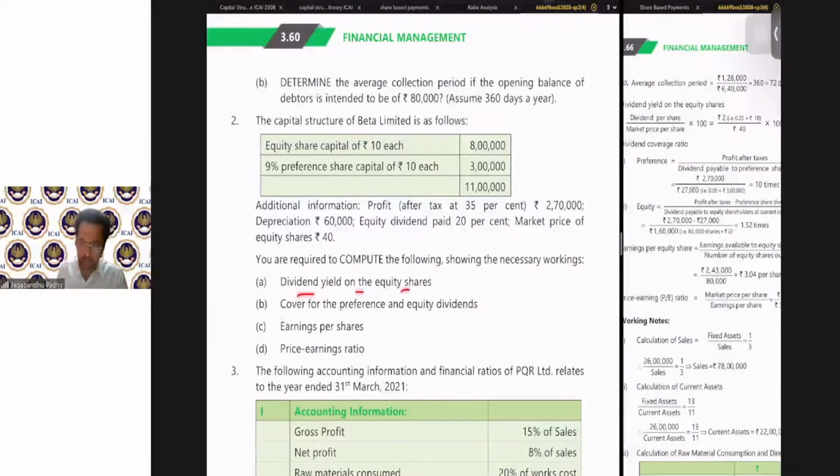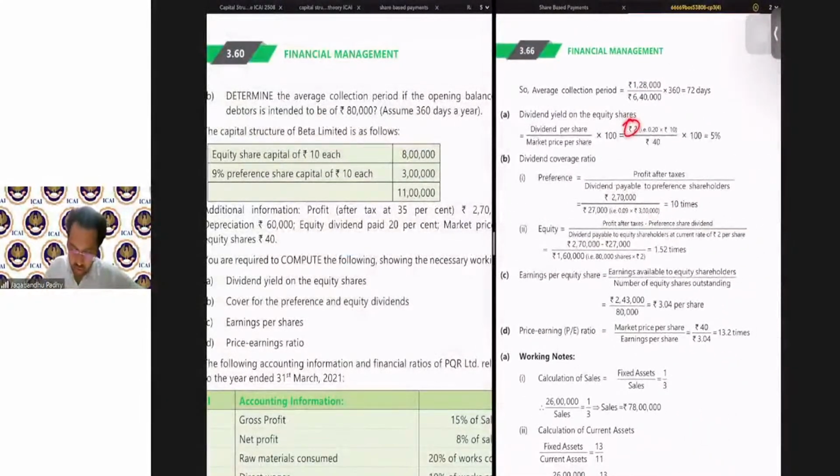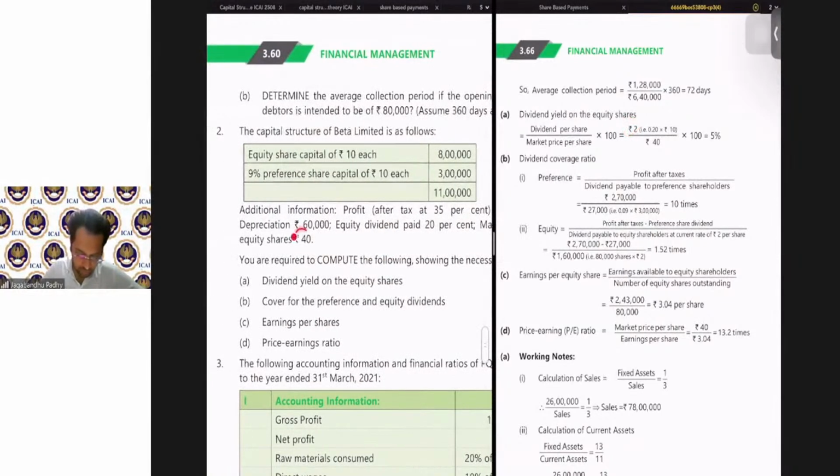So first we need the dividend yield on equity share. Dividend yield on equity shares is dividend per share upon market price per share. So what's the dividend per share? Equity dividend paid was 20%. Of course, that's 20% of the face value, so 20% of face value, that's like 2 rupees upon the market price of the share, which is 40. So that's 5%.